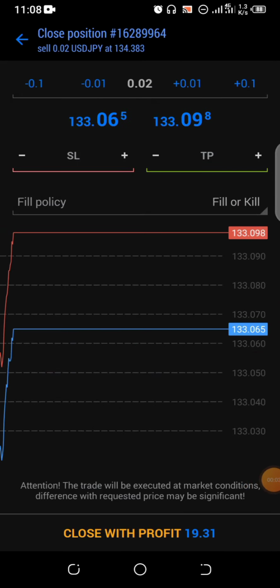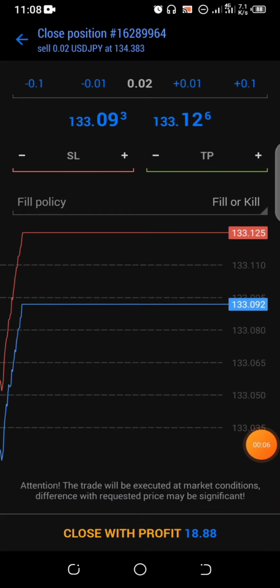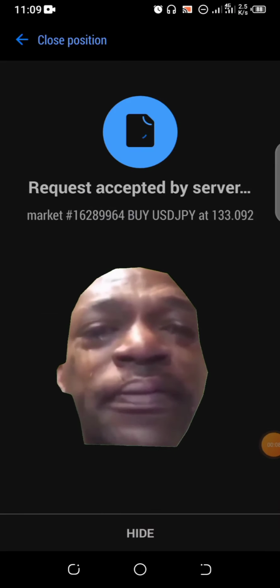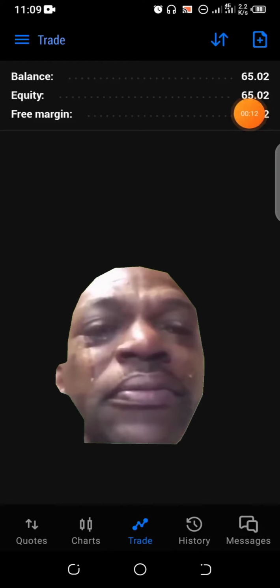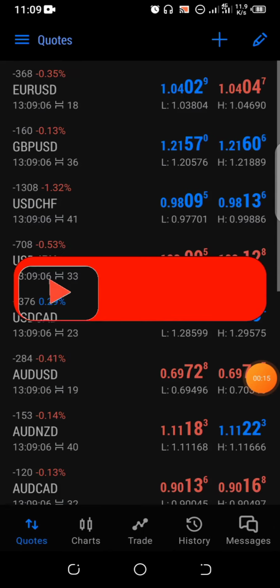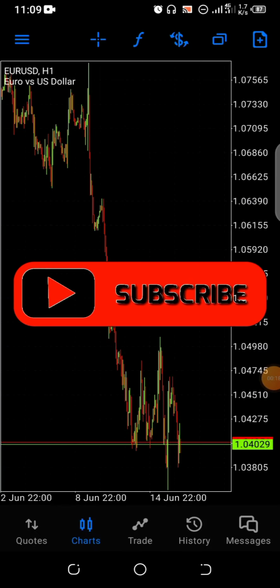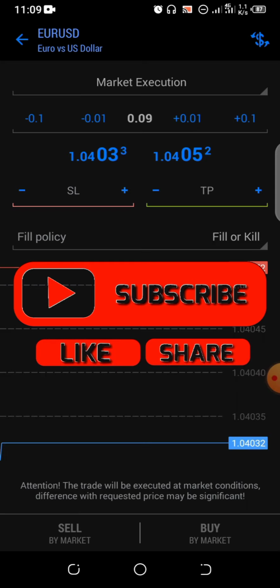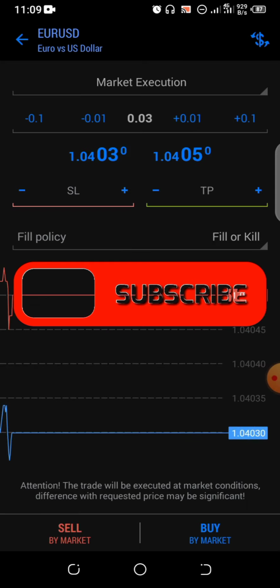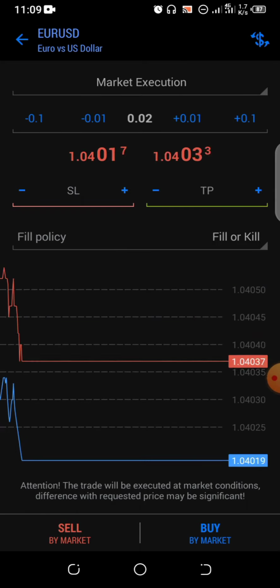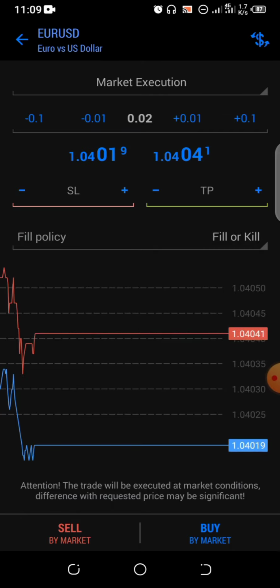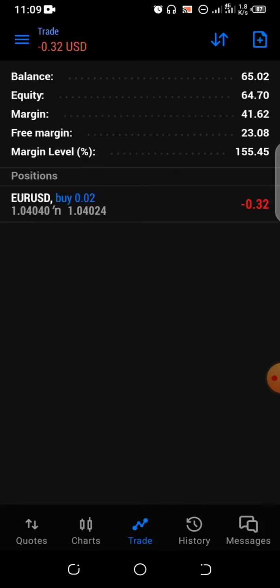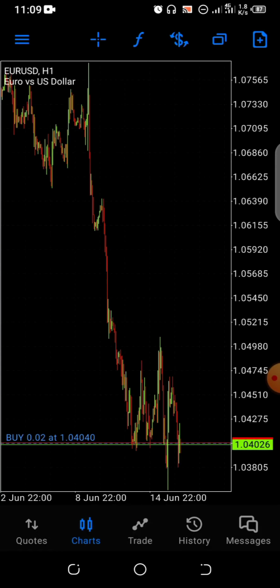All right, guys. Do you know I forgot to close this trade, and that's so sad. I'm closing this trade right now. All right, so we have $65 now. So I want to enter another trade on EU. I'm entering another trade on EU right now. So I'm buying EU, and let's see what this trade is going to deliver for us.